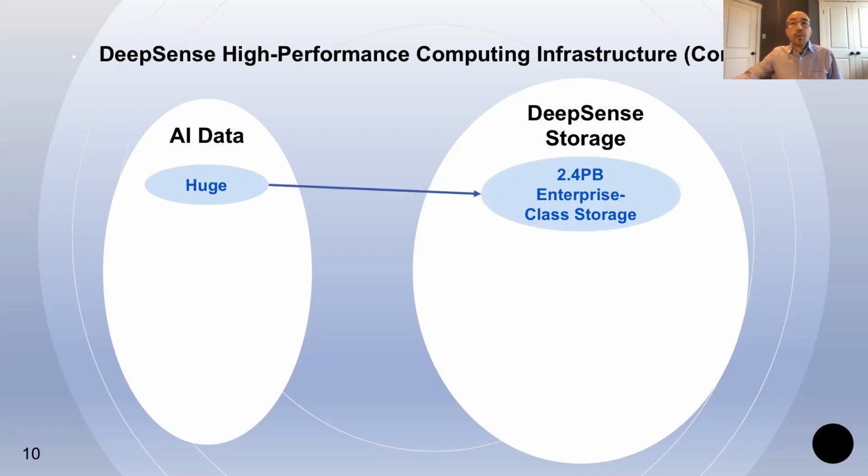At DeepSense, we have 2.4 petabytes of enterprise class storage. So how big is 2.4 petabytes? 1 petabyte is 1024 terabytes. This can give you some idea, because a lot of people are very familiar with terabytes, but they're not familiar with petabytes. So this is the enterprise class storage, safe, fast, and reliable.